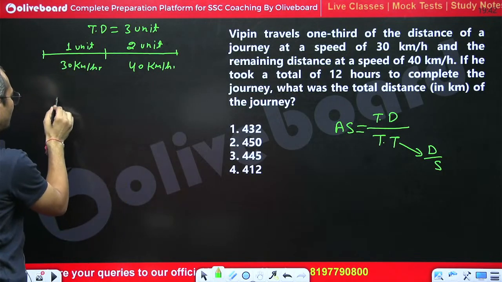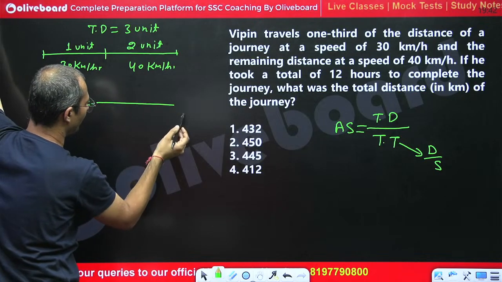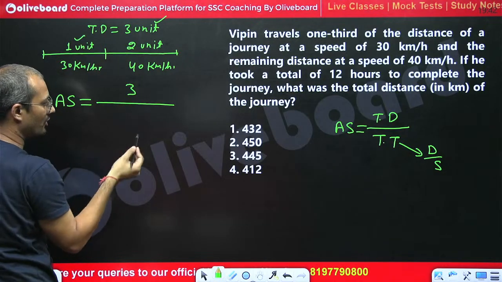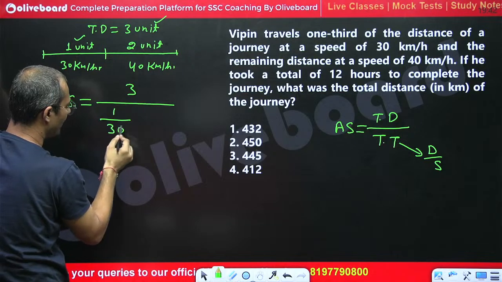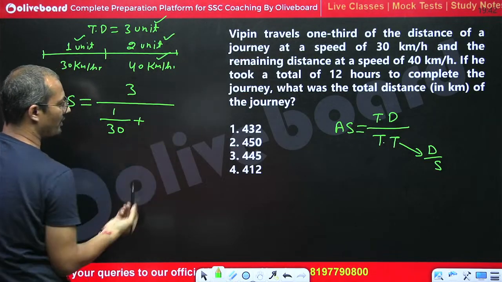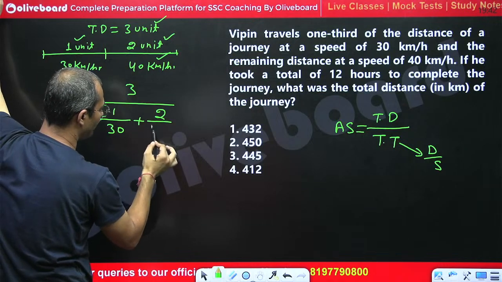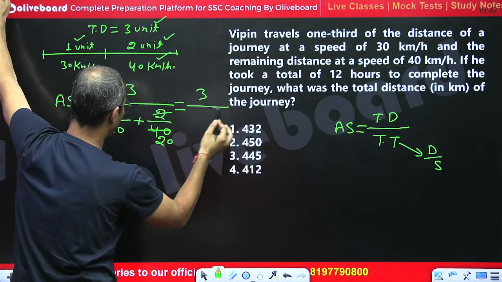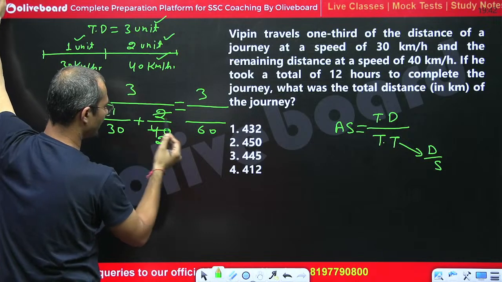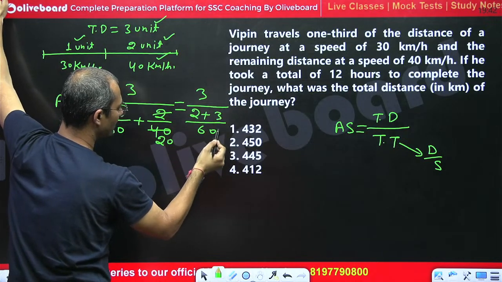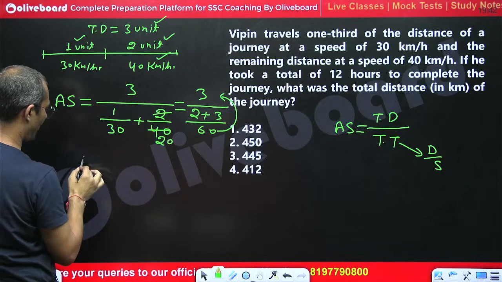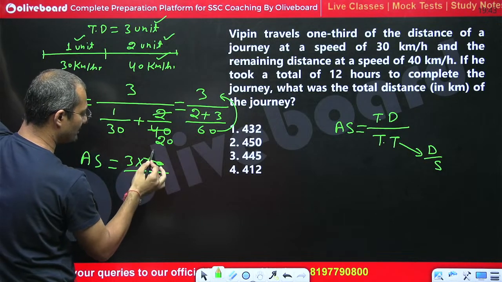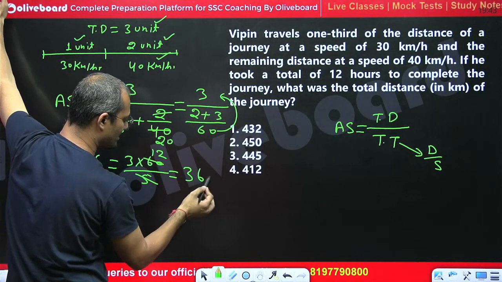So here we can calculate the average speed. Average speed would be equal to, total distance is how much? 3 units divided by the total time. 1 unit is covered at 30 km per hour, so the time would be 1 upon 30, plus 2 units are covered at 40 km per hour, so time would be 2 divided by 40, right? So here we can calculate 3 divided by, LCM would be 60, right? So 3 twos are 6, 2 threes are 6, which will go up. So average speed would be equal to 3 into 60 divided by 5. 5 twelves are 60. So we will get the average speed as 36, right?